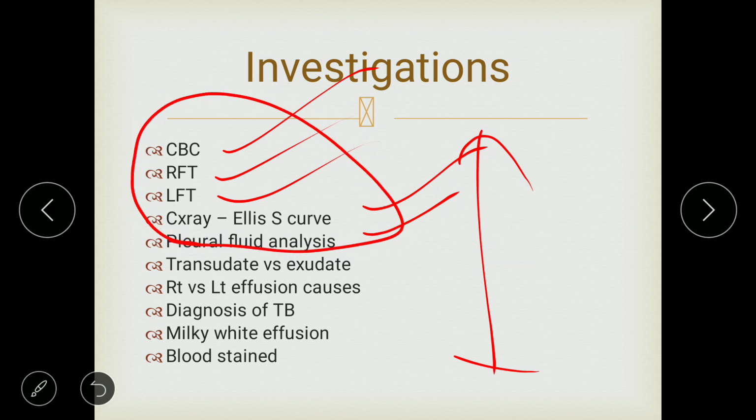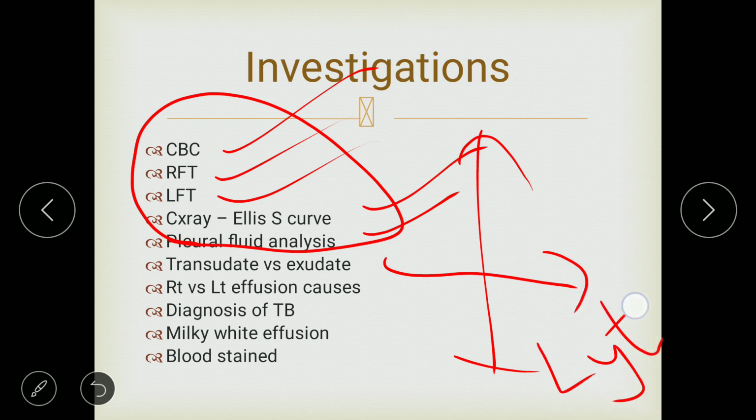Next, after doing a pleural fluid analysis, you have to classify the fluid as either a transudate or exudate by applying Light's criteria. And examiners may also ask about the causes for predominantly right-sided pleural effusion and left-sided pleural effusion, and also the test to diagnose tuberculous pleural effusion, and how to approach a case of milky white effusion and blood-stained effusion. These last two will be dealt with separately.